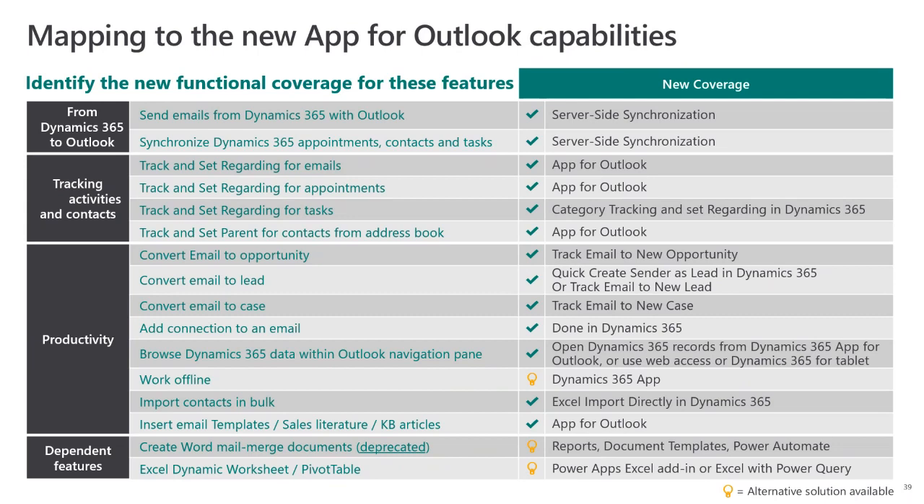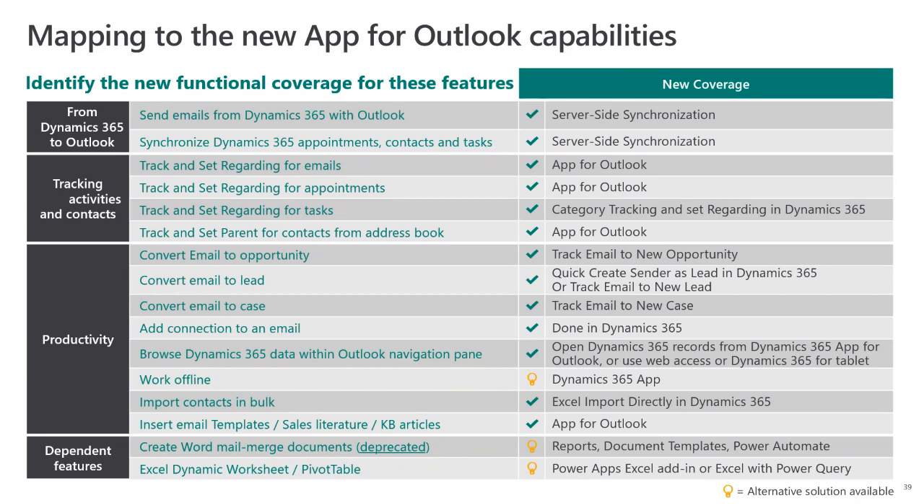To track and set regarding for emails and appointments, this will be done in the app for Outlook. To do that for tasks, you can use category tracking in Outlook and then set regarding in Dynamics 365. To track contacts from your address book and associate them with accounts in Dynamics 365, you can use the app for Outlook. So on Outlook Desktop 2016 and above.